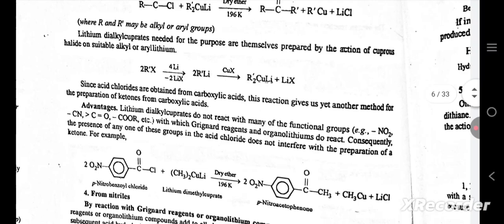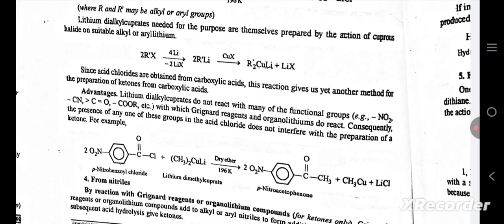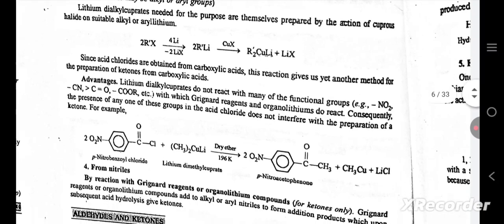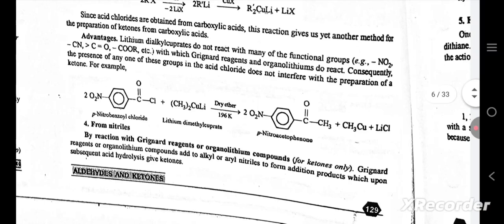Lithium dialkyl cuprates needed for the purpose are themselves prepared by the action of cuprous halide on suitable alkyl or aryl lithium. Since acid chlorides are obtained from carboxylic acids, this reaction gives us yet another method for the preparation of ketones from carboxylic acids.